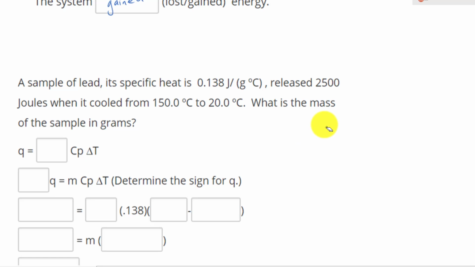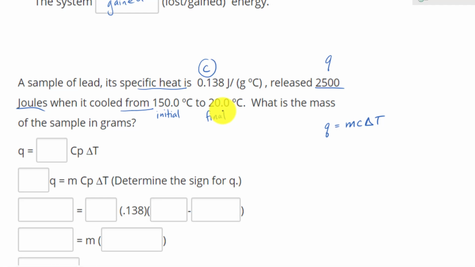If we look at this problem, we know the specific heat, that would be your C right there, and releases 2,500 joules, that would be your Q right there. That's why it's important to memorize the unit for each variable. And lastly, we have a delta T. So again, from, that would be your initial, and then to, that would be your final. And notice how the final value is smaller than your initial. That's why it's important to visualize what's happening in the problem rather than memorize a pattern like small number minus large number, or large number minus smaller number. Read and visualize.